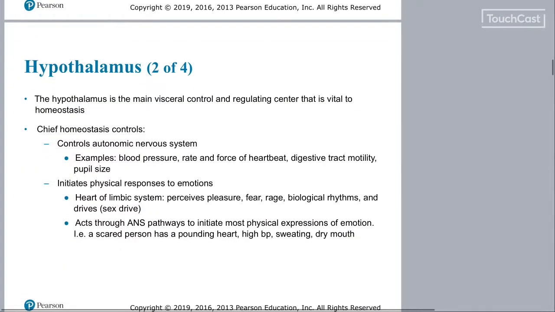The hypothalamus is our main visceral control center and regulation center, and we absolutely need this to maintain our homeostasis. Any damage to the hypothalamus can be very life-threatening and could result in death for these specific reasons. So the chief homeostasis controls that it looks over is our autonomic nervous system. So things that we can't necessarily control with our own volition. So blood pressure, rate and force of heartbeat, digestive tract motility, pupil size.